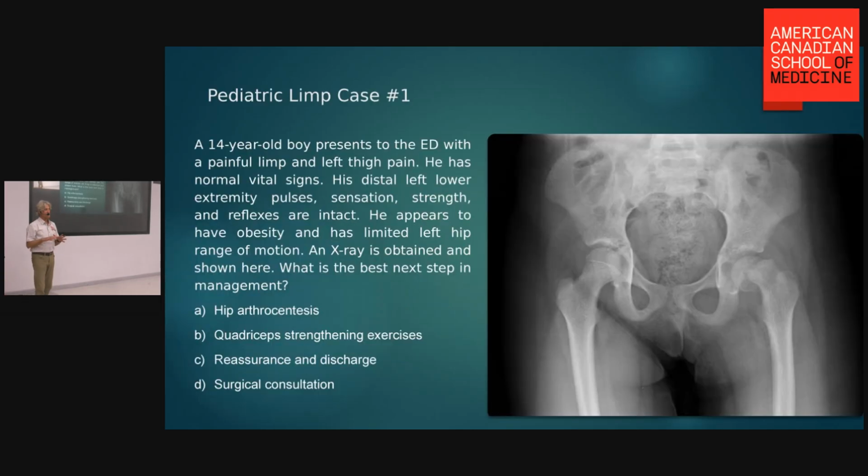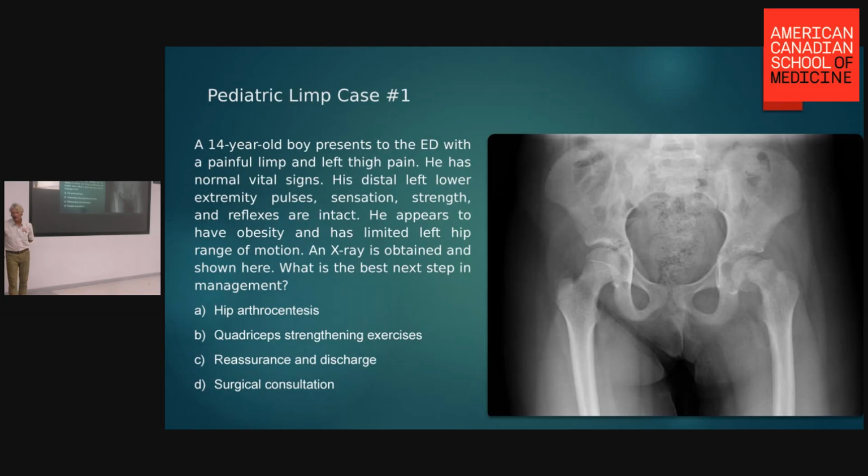So this is a common presentation that we see in children, and there's a couple of differentials that we will see in the child who refuses to weight bear on an extremity. So we'll start off with the case of a 14-year-old boy who presents to the emergency department with a painful limp and left thigh pain. He has normal vital signs. Left lower extremity pulses, sensation, strength, and reflexes are all intact and normal. He is mildly obese, has limited left hip range of motion, and an X-ray was obtained and is shown here.